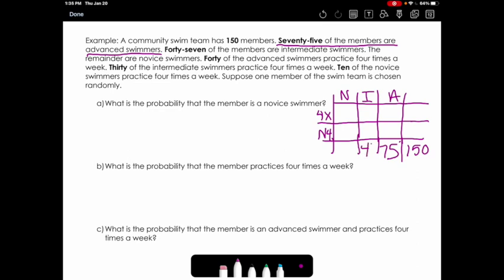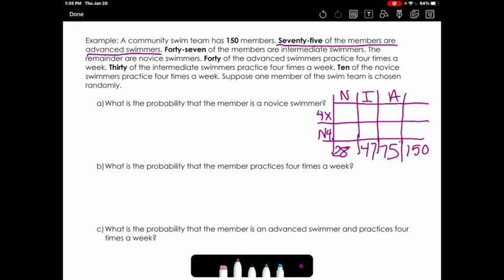It says 47 are intermediate. So I'll put 47 here. And then it also says the remainder are novice. Since we know that it has to total to 150, 47 plus 75 plus however many novice there are should be 150. I can put down there that this should be 28 for the novice. So there's information that wasn't given to us, but by organizing the data, we could quickly figure it out.